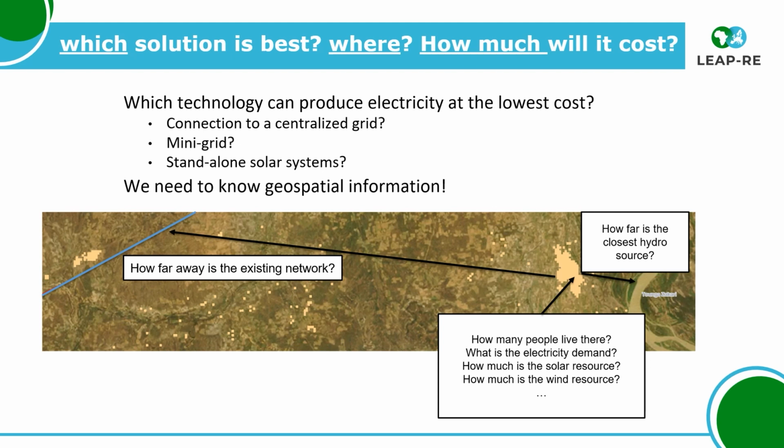So many solutions exist, but which ones are the best? Where should we deploy them? How much will they cost? And when should we do these?